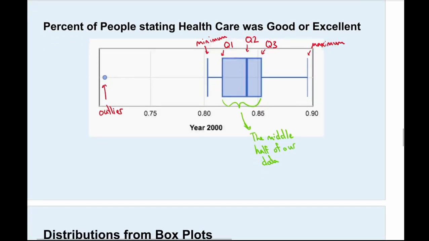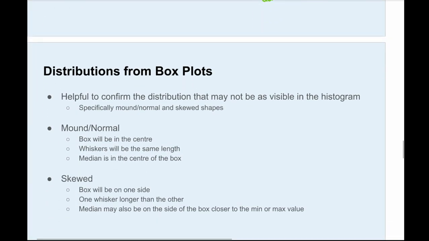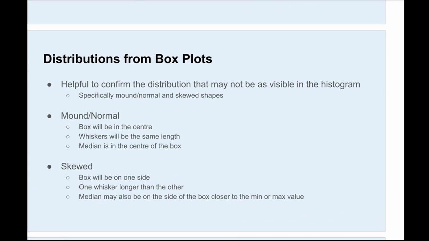All right, moving back. So distributions from box plots. Box plots do give us another visual representation of our data, and it is helpful to confirm the distribution, one of those four types of distributions that we saw with histograms, because sometimes we may be a little bit unsure of what type of distribution it is. With a box plot we could be able to tell if it's specifically a mound or normal or skewed shape.